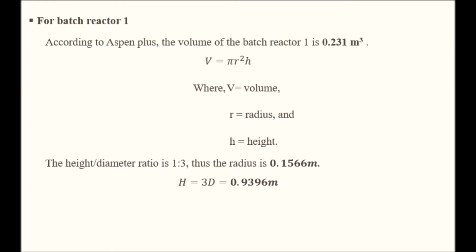Plant cost component. According to Aspen Plus, the volume of batch reactor 1 is 0.231 cubic meters. The volume can be used to calculate the radius and height. The height to diameter ratio is 1 to 3. Thus, the radius is 0.1566 meters, so the height is 0.9396 meters.